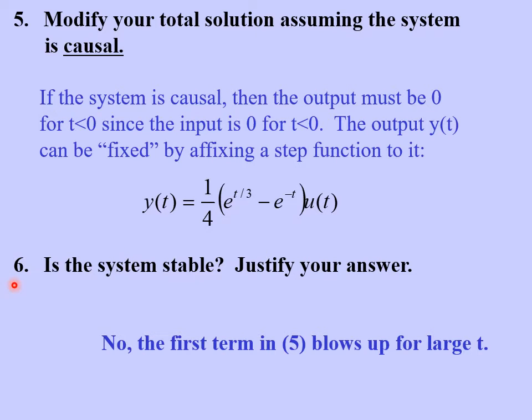Okay, question number 6. Is the system stable? Justify your answer. Well, we can look at these two terms here and decide what they do as t gets large. The second term is well behaved because it's a decaying exponential function. When t goes large, this part goes to 0, so that's fine. But this term here sort of violates our stability criteria because for large t, this term is going to blow up. So this system is unstable.